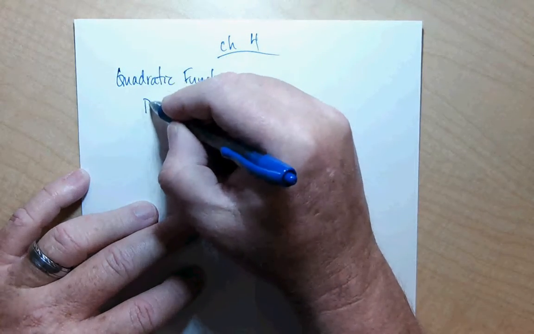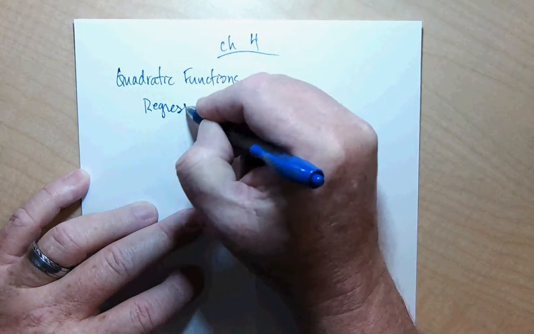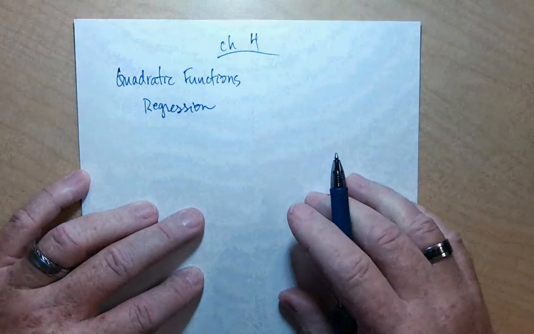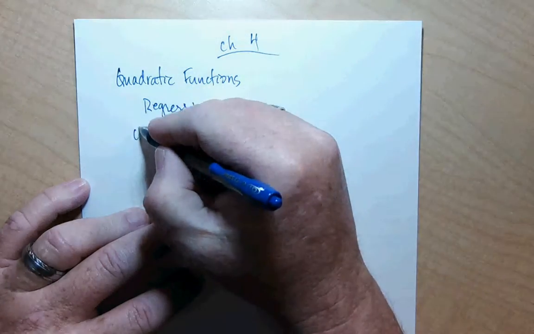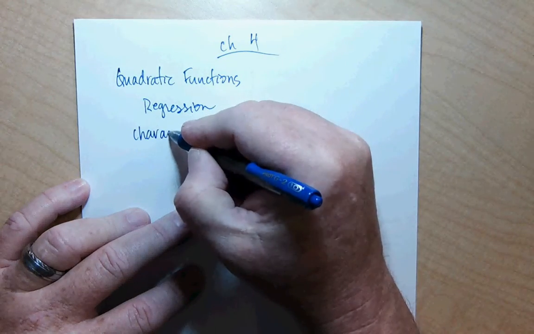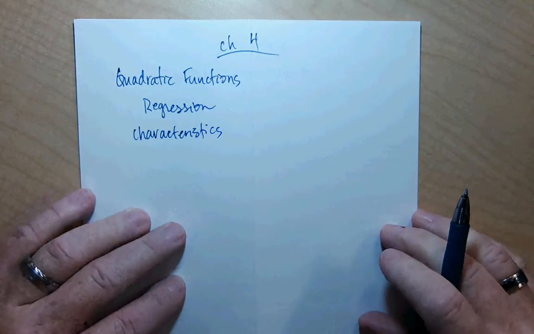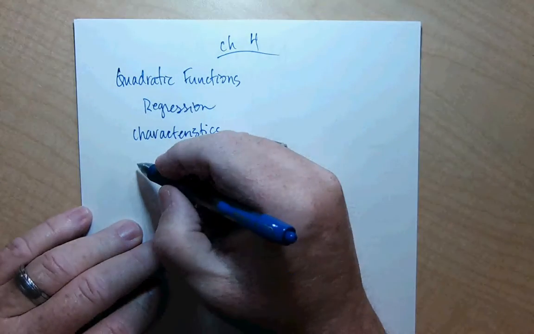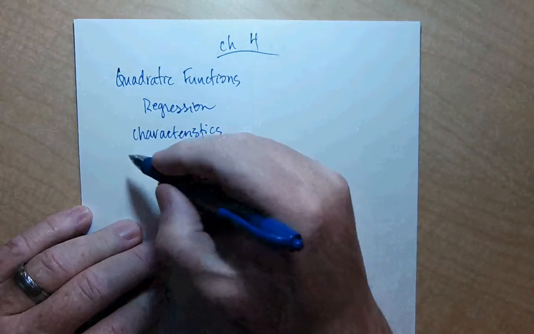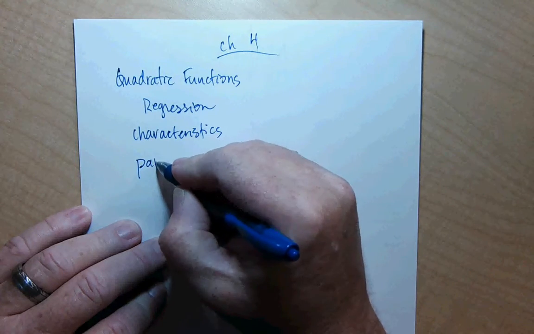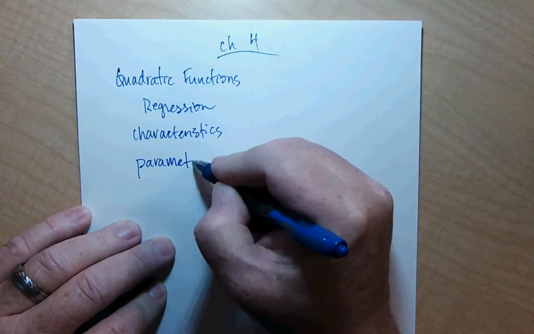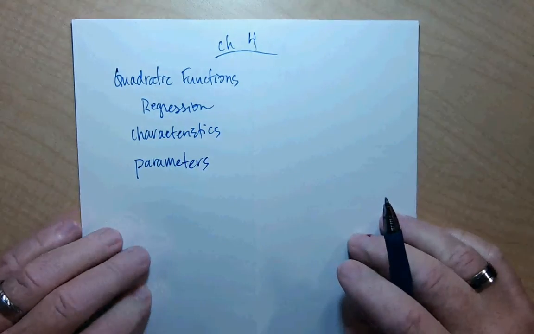We had regression in here. We had characteristics. And I think the last piece that you need to know about those is parameters.